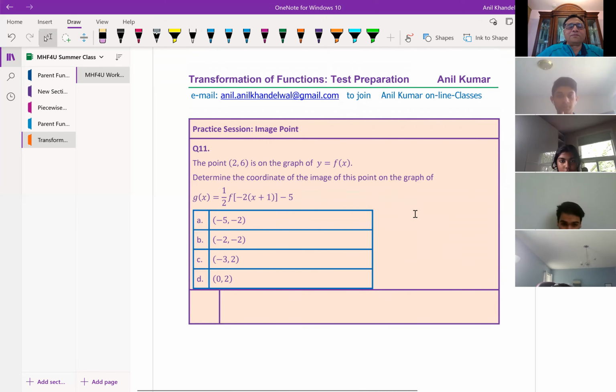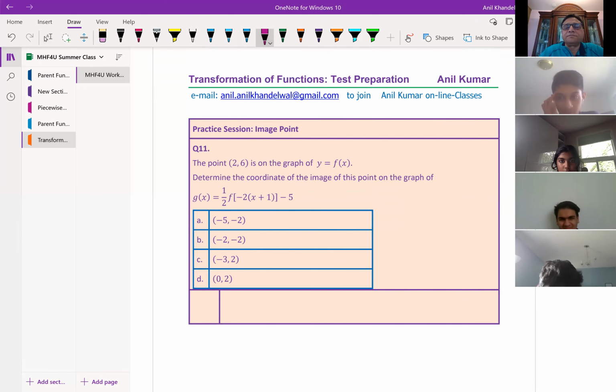Okay, so now, Akshay, this question is for you. Please tell me the answer. Read and answer. Yes, sir. Question 11. The point (2, 6) is on the graph of y = f(x). Determine the coordinates of the image of this point on the graph of g(x) = 1/2 f(-2x + 1) - 5.